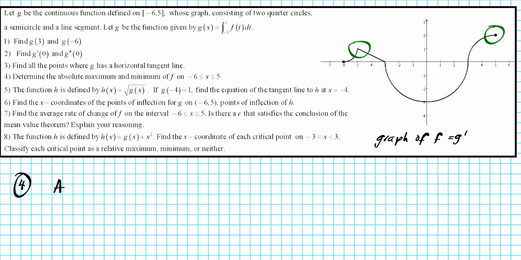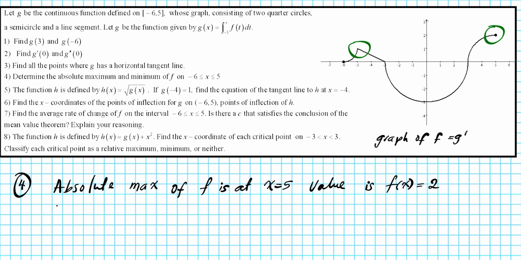We have the absolute maximum of f is at x equals 5, and the value is f of x equals 2. All right. How about our absolute min?